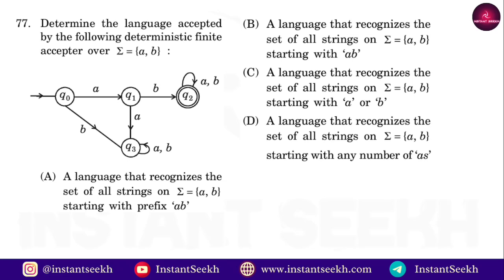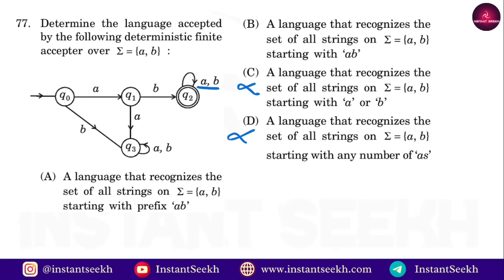So first of all, if you observe the diagram, what it states basically is, here if you see, we have something AB. Using this we can directly identify that option D, starting with any number of As, is wrong, because we will be selecting those languages that start with at least AB. So this is clearly wrong. Next, C, a language that recognizes strings starting with A or B, is also wrong. We are looking for AB, right?